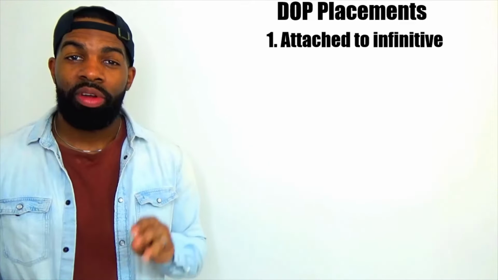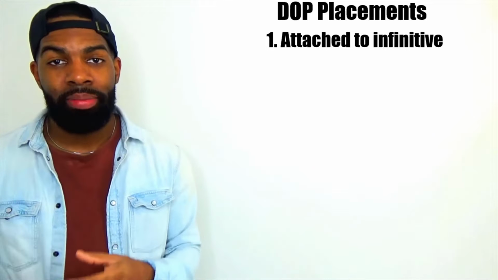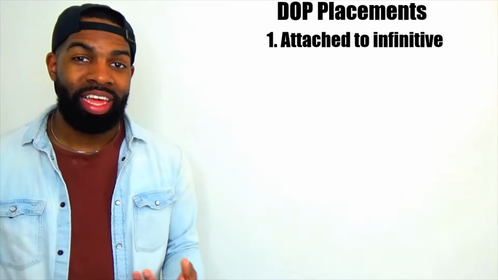Now it's time to talk about the placement of direct object pronouns. Where can we place them so that it makes sense, so that we're using them correctly? Luckily, there are only 4 places that you can place them. The first 3 are going to be attachments. You're going to attach them onto certain types of words. So the first one will be the infinitive.